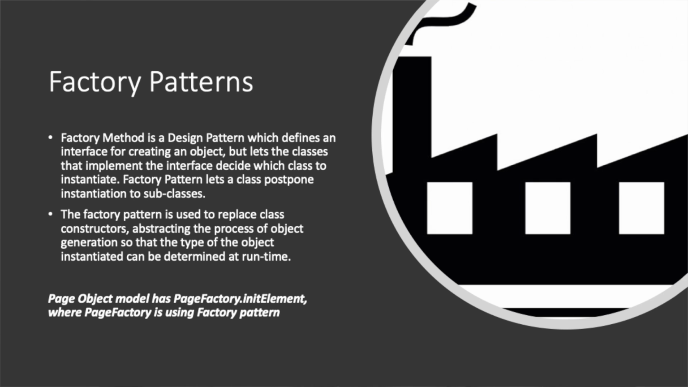For instance, factory patterns. The factory pattern is a design pattern which defines an interface for creating an object, but lets the classes that implement the interface decide which class to instantiate. So the factory pattern lets a class postpone instantiation to subclasses. Factory patterns are used to replace class constructors, abstracting the process of object generation so that the type of object instantiated can be determined at runtime.